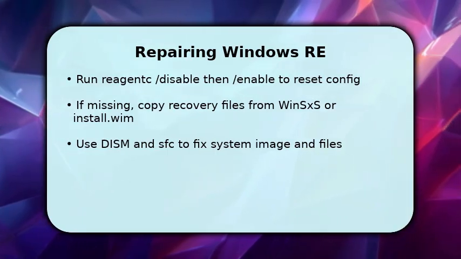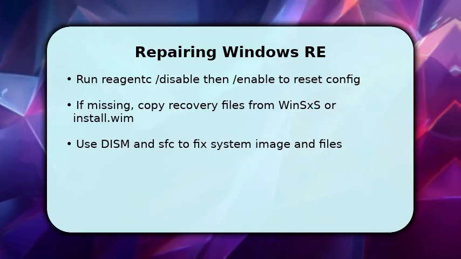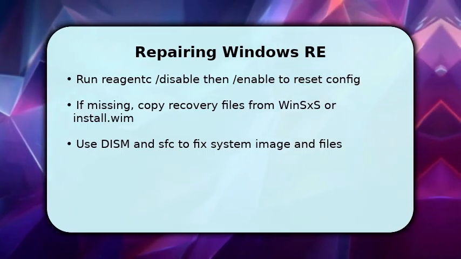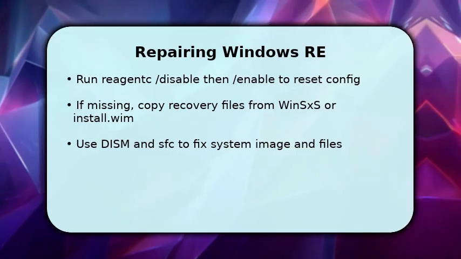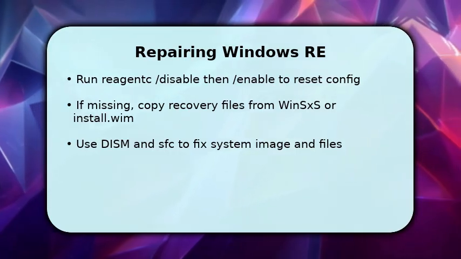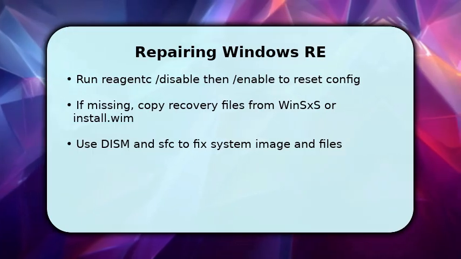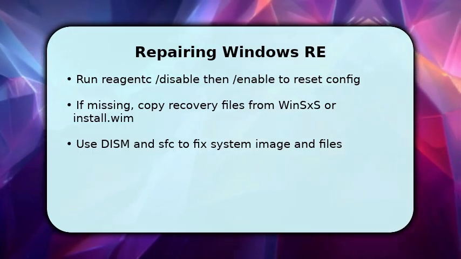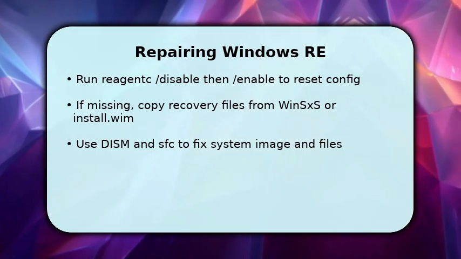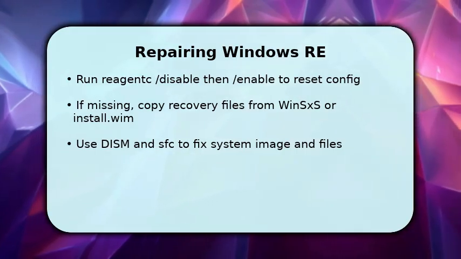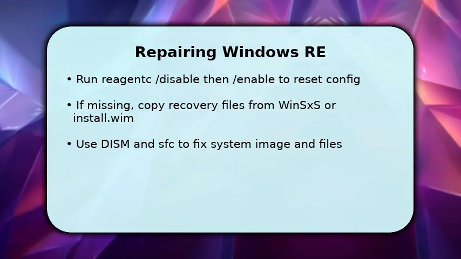Type reagentc /disable and confirm. Next, if reagentc /info showed missing, locate a local install.wim or the WinSxS folder and copy the \Windows\System32\Recovery files to the system drive's recovery folder, then point RE to that path.